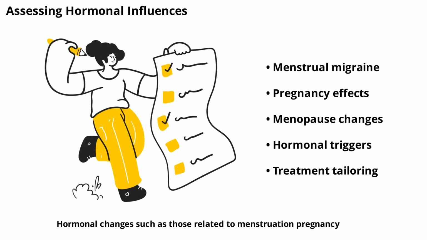Hormonal changes, such as those related to menstruation, pregnancy, or menopause, can influence migraine patterns. Doctors will ask female patients about their menstrual cycles and any relationship to headache onset. Understanding hormonal influences helps tailor treatment and may explain changes in migraine frequency.